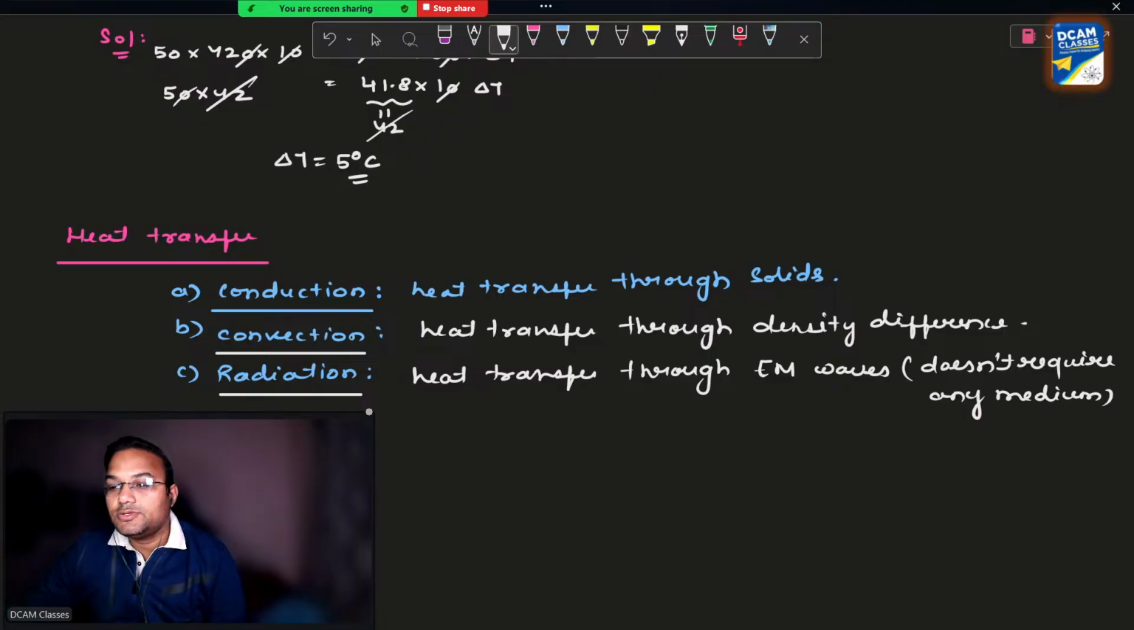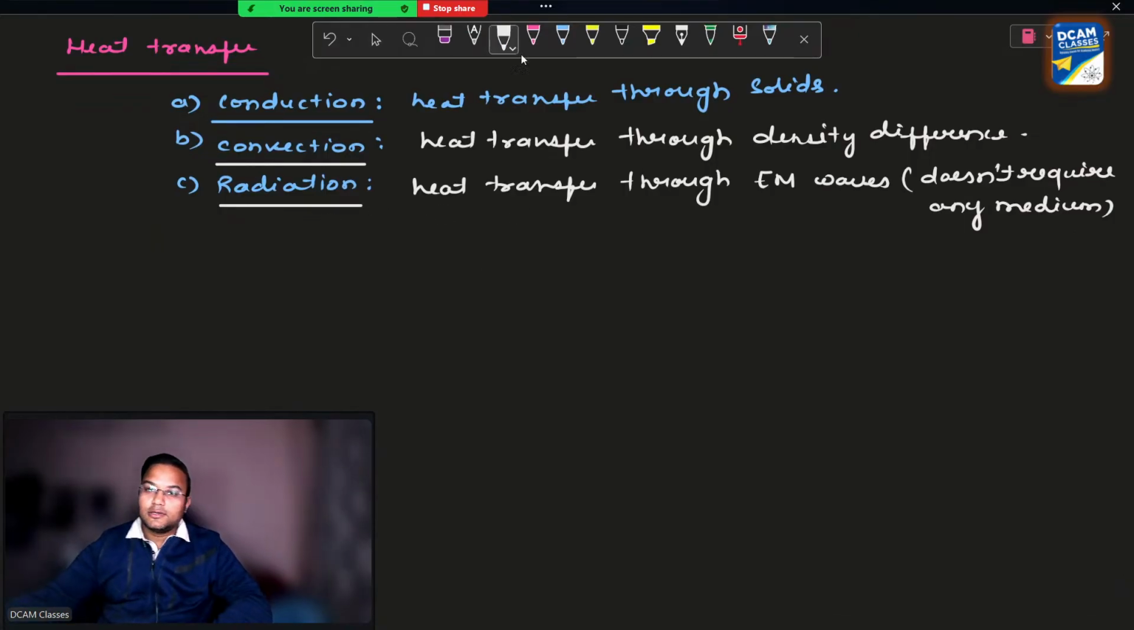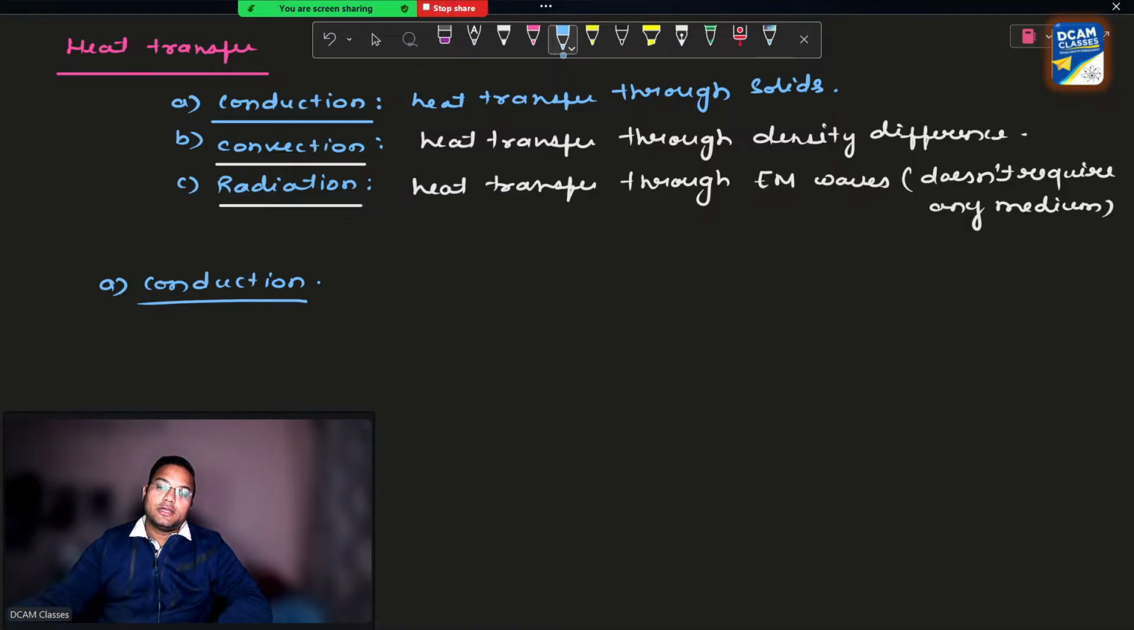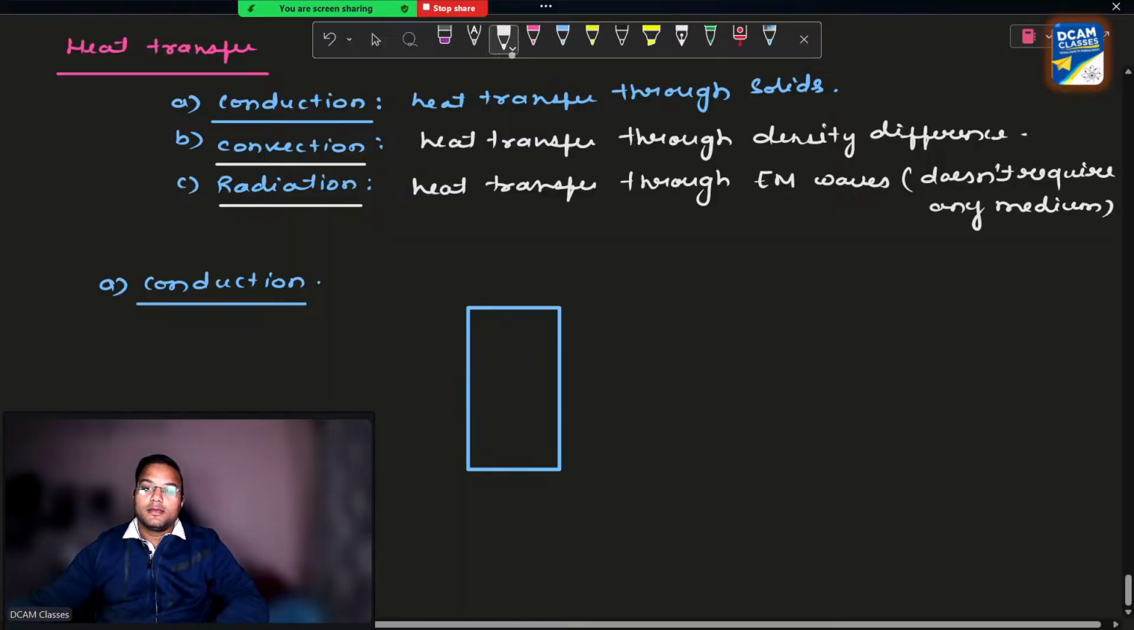Now since you have understood what is conduction, what is convection, and what is radiation, let's go deeper. In conduction, I have said the heat transfer is through the solid. So let's consider a solid body. Suppose the temperature here is T1, temperature here is T2, and let's say temperature T1 is greater than T2. The length of the solid is L. The cross section, just think it is like this.